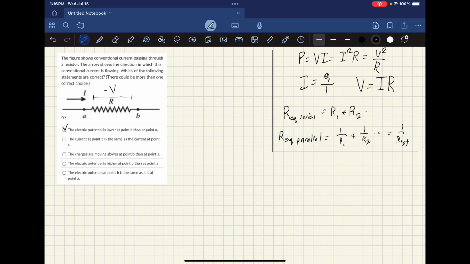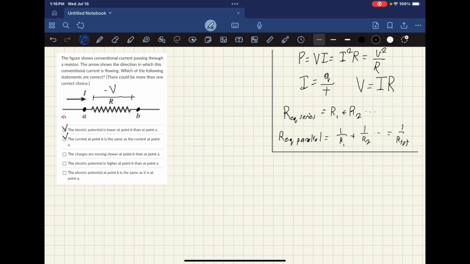However, even though the voltage drops, the overall current remains the same. So in other words, the current here at A is the same as the current here at B. And these are the two correct answers.